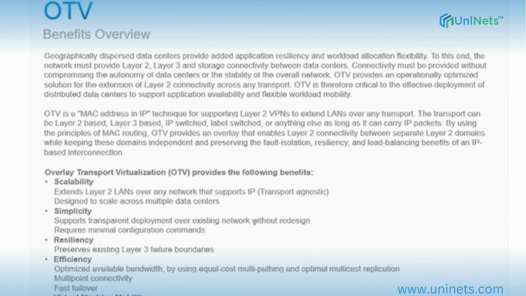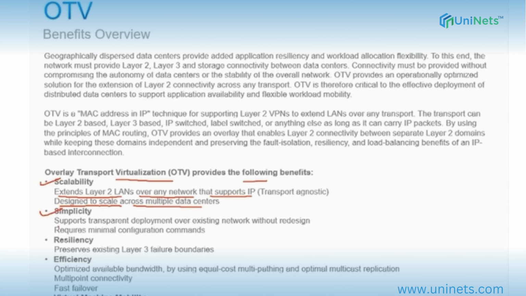Now, on the MPLS or anything, what are the benefits? The benefits are that it extends the layer 2 LAN over any network that supports IP. I mean to say, till the time you have IP reachability of the two sites, anyhow you can extend your layer 2 LAN. How? Via OTV technology, right? It is designed to scale across multiple data centers. So you can extend OTV across multiple data centers.